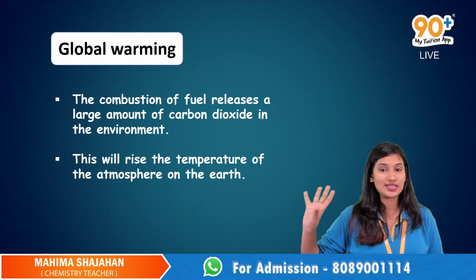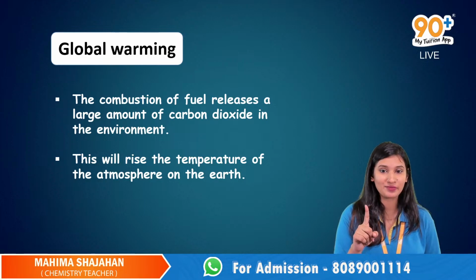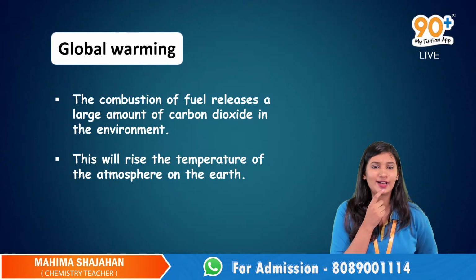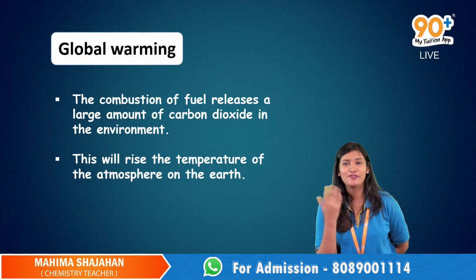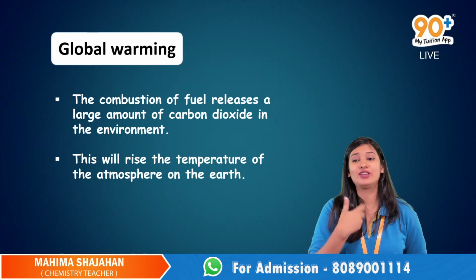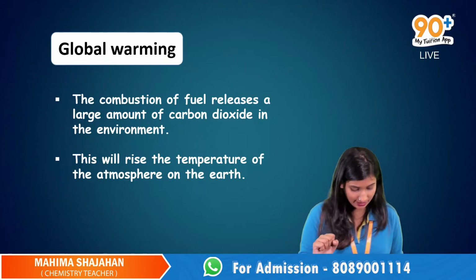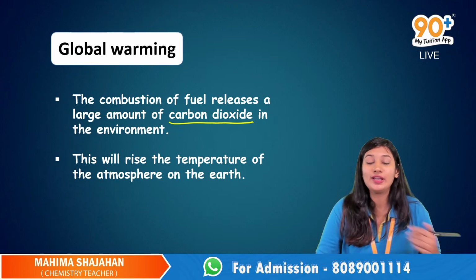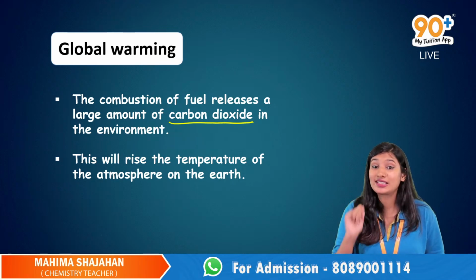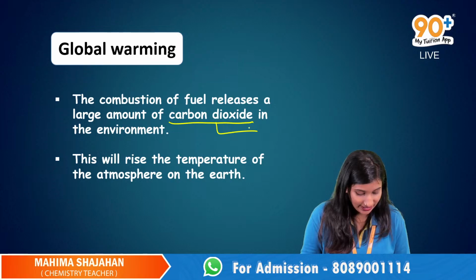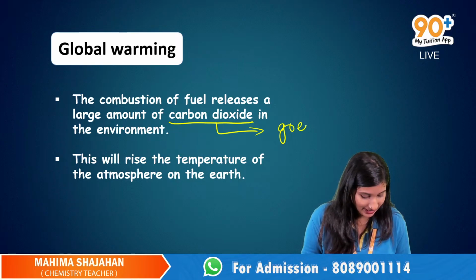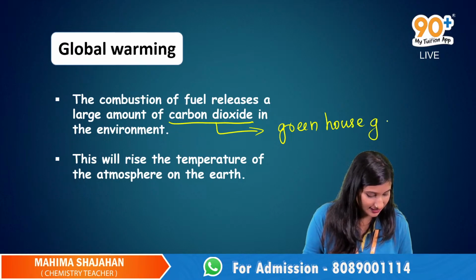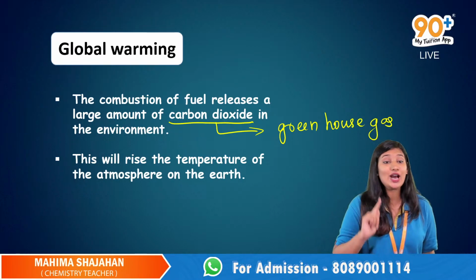We saw this in detail in our first chapter, right? How does global warming come when fuels burn? Any idea? When fuels burn, they give out what? Carbon dioxide. Yes, very good. Now, this carbon dioxide is what? It is a greenhouse gas.